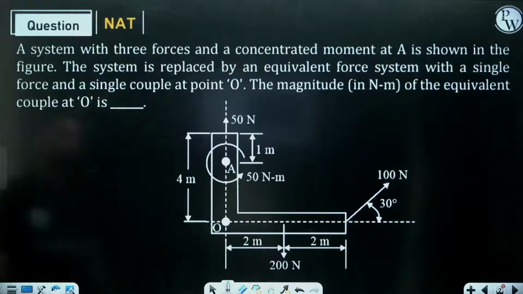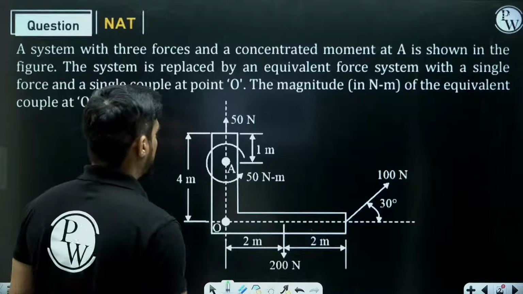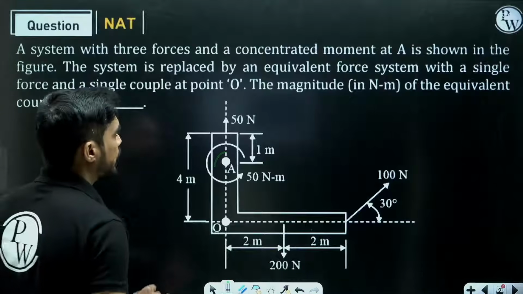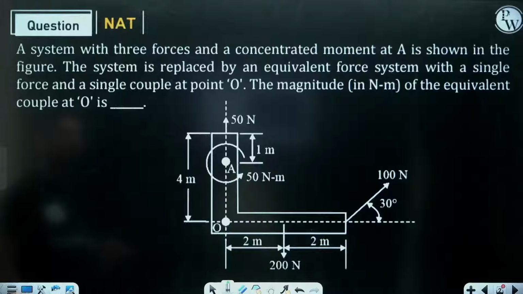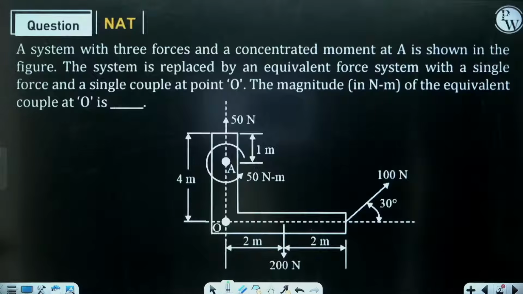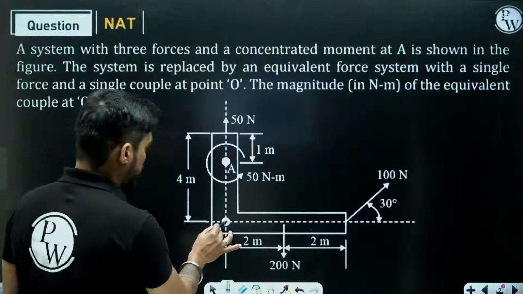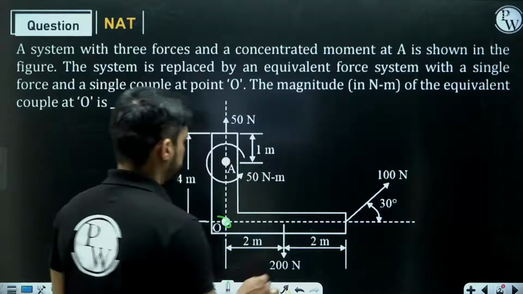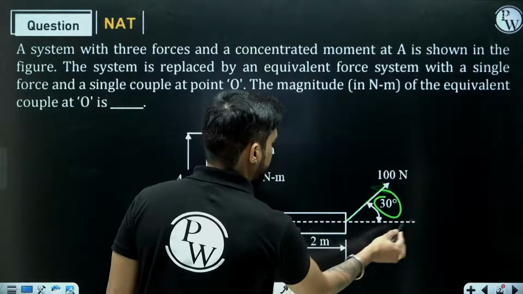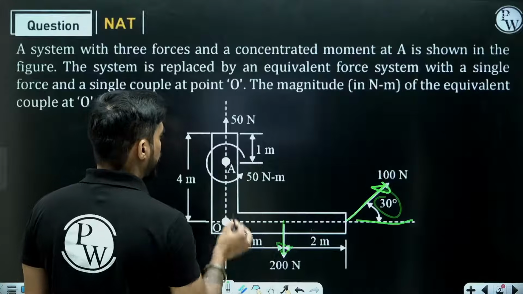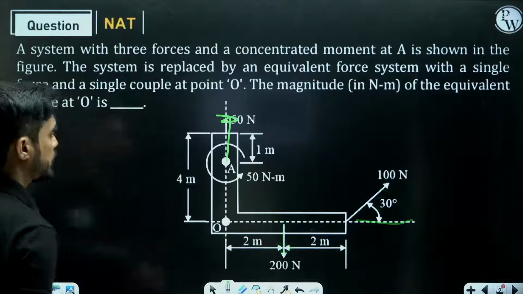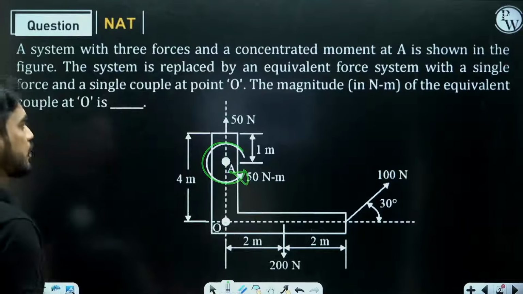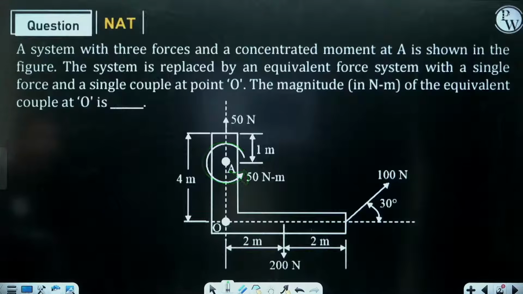A system with three forces and a concentrated moment at A is shown in the figure. The system is replaced by an equivalent force system with a single force and a single couple at point O. Magnitude of the equivalent couple at O is. So we have how many forces? Three forces. 100 Newton acting at 30 degree with horizontal, 200 Newton vertically downwards, 50 Newton vertically upwards. And we have a couple also, an anti-clockwise couple of 50 Newton meter, and now we need to find the equivalent couple at point O.